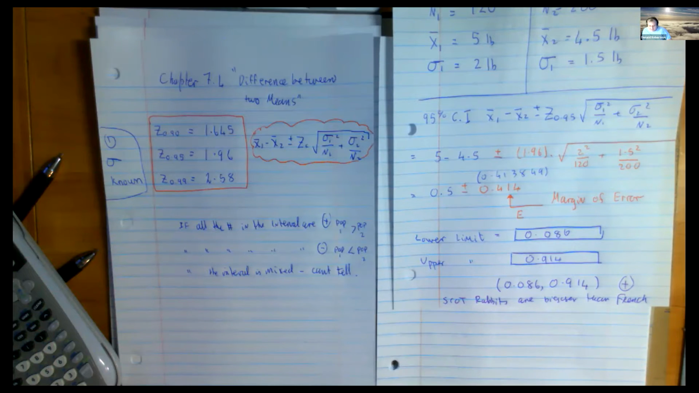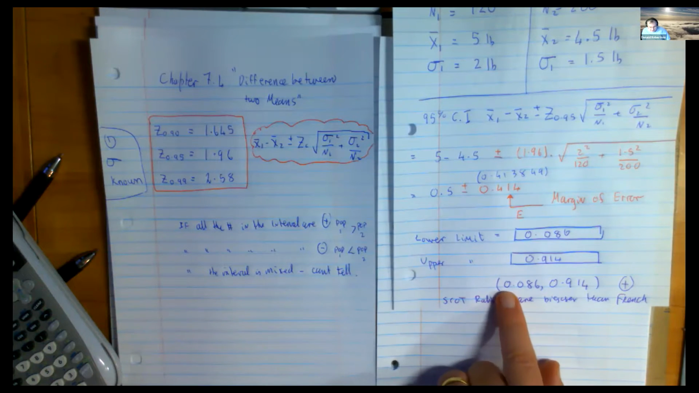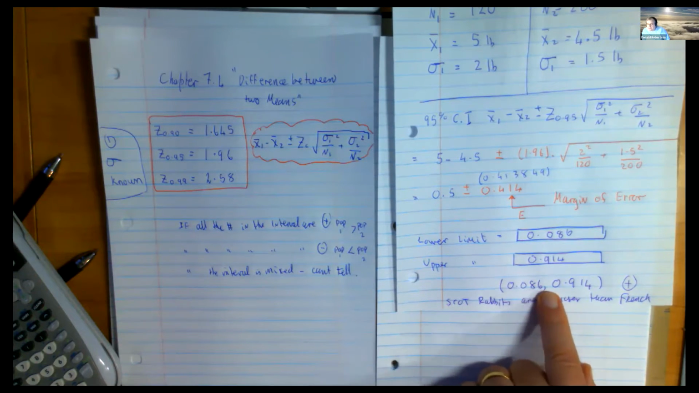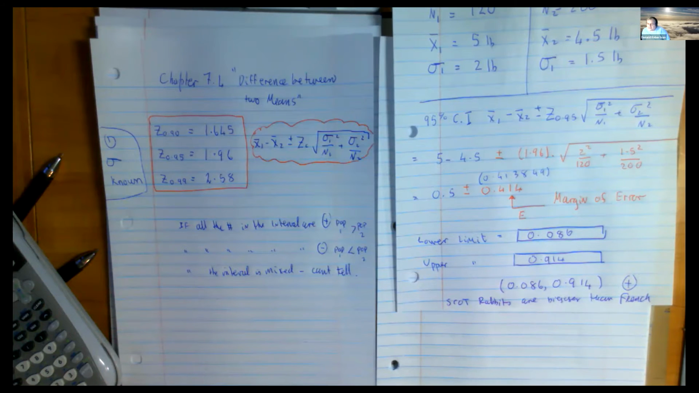Now, can we pretend in a different world that this first number was negative 0.086? So it would be negative numbers all the way up to positive. In that situation, you couldn't say for sure that rabbits of either country were heavier or lighter than the other rabbits. Because if the difference is positive, it means the first one's heavier. If the difference is a negative number, it means the second population was heavier. And so in that case, either could happen.